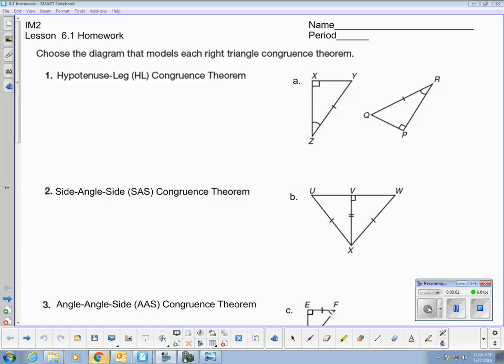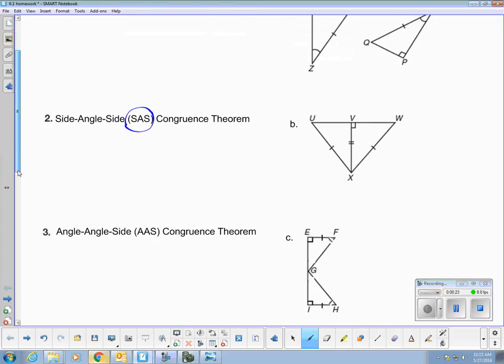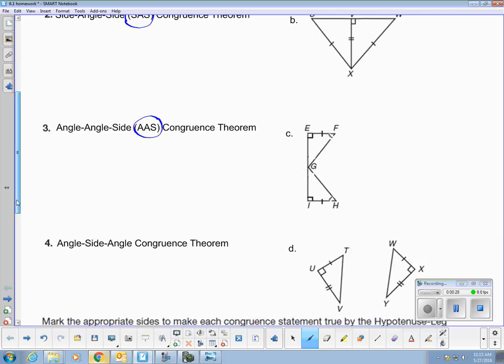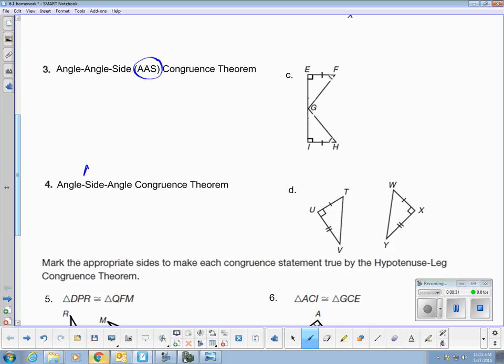in IM2. It's a bit of a review from chapter 13 in IM1, where we learned to find congruency of triangles. So let's go through and review the triangle congruency theorems that we learned in IM1. One of them is side angle side. Angle angle side. Angle side angle. And we also learned side side side.